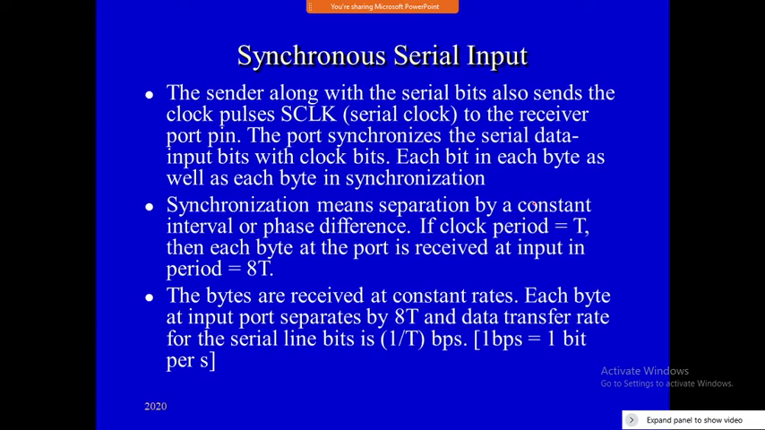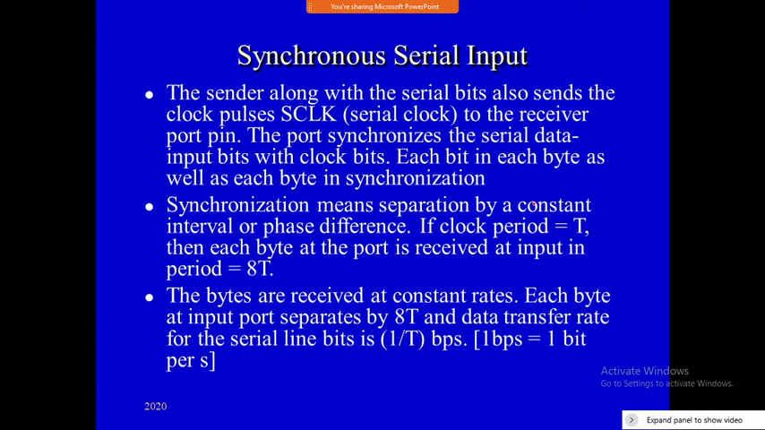For that they are going to use the clock pulses, that is a serial clock, and they are going to synchronize the sender's and the receiver's clock. Through that they are going to get the correct data. Synchronization means separation by a constant interval or a phase difference. If the clock period is equal to t, then each byte at a port is received at an input in a period of 8t.